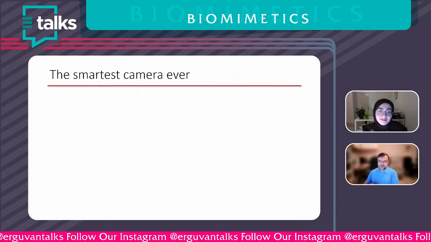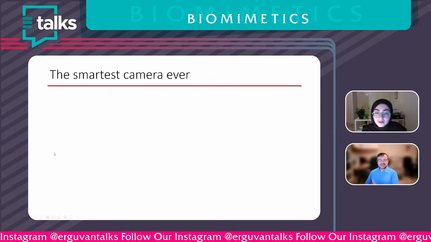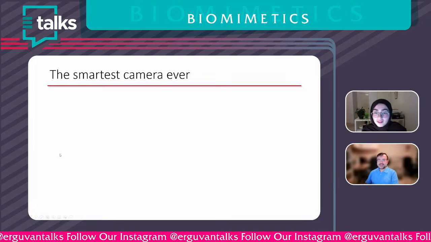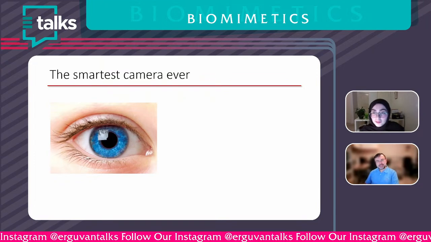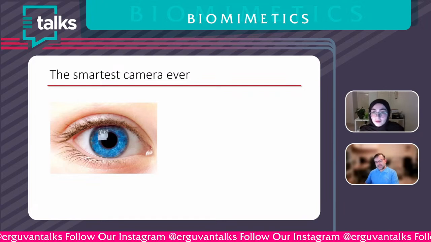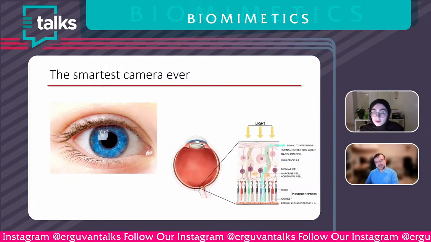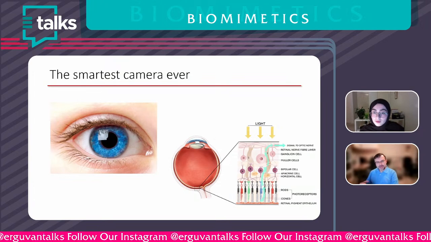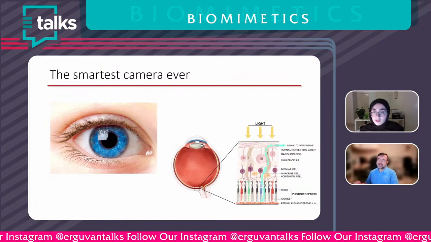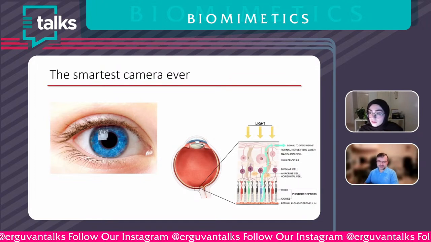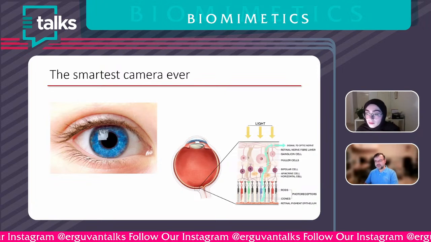Now, since we are still moving in the optical domain, what's the smartest camera ever? I think the answer to this question is quite easy, right? Your eyes. Why would I call it the smartest rather than, let's say, the best camera? Because our eyes are so special, they do not just produce an image, but also process the visual data at that point in the eye, which reduces the energy and processing required for the brain and also for transduction. So it makes the visual process much more efficient.